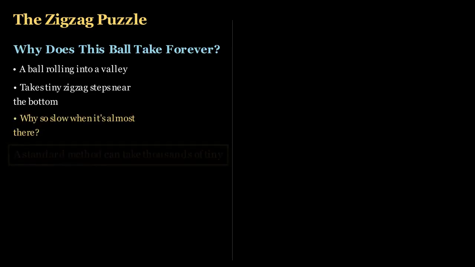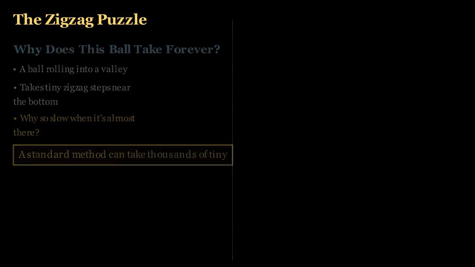Imagine rolling a ball down a smooth bowl. It races down quickly, but near the bottom it starts zigzagging, taking forever to settle. Why does it slow down?